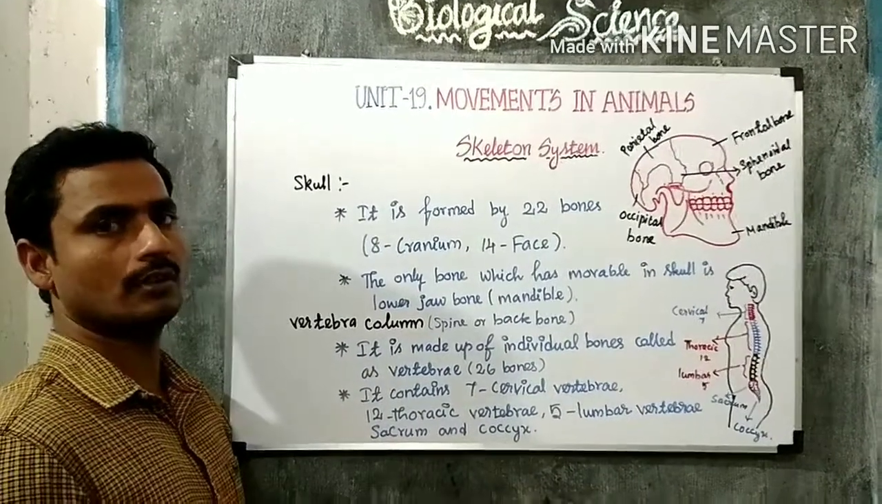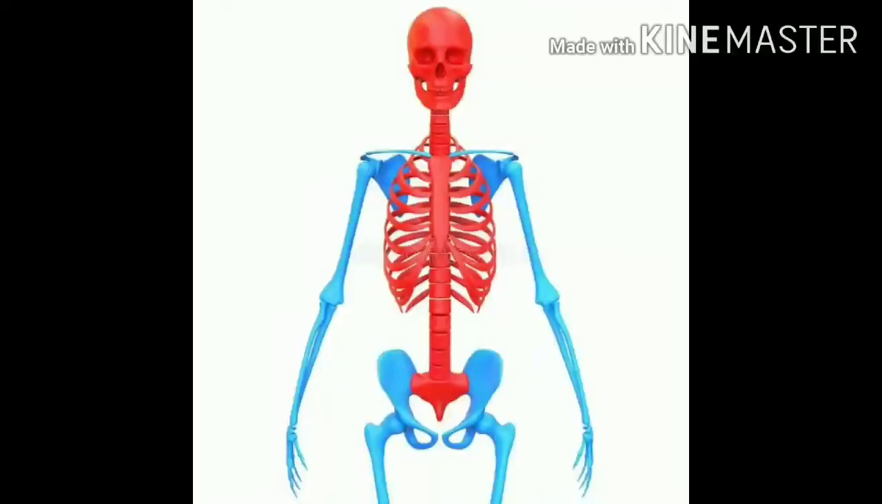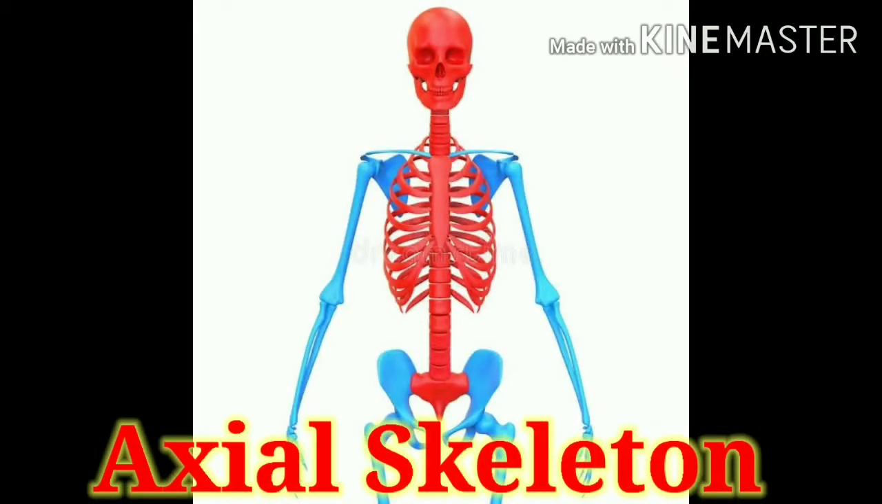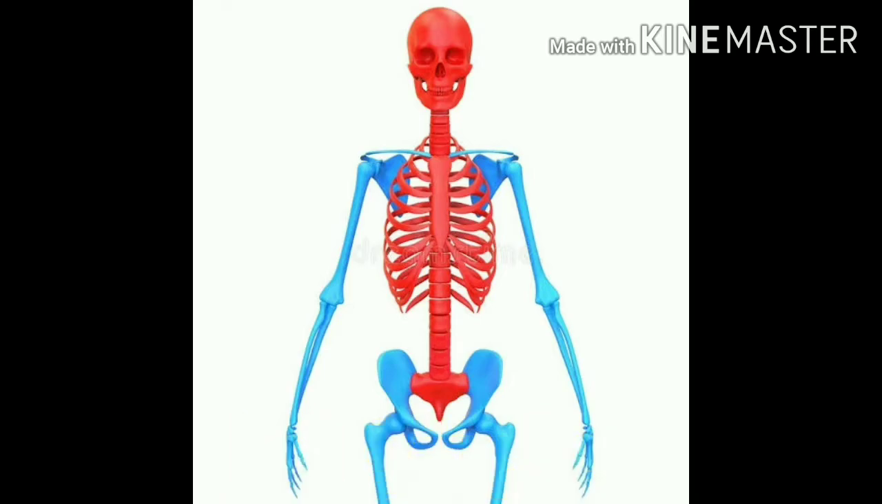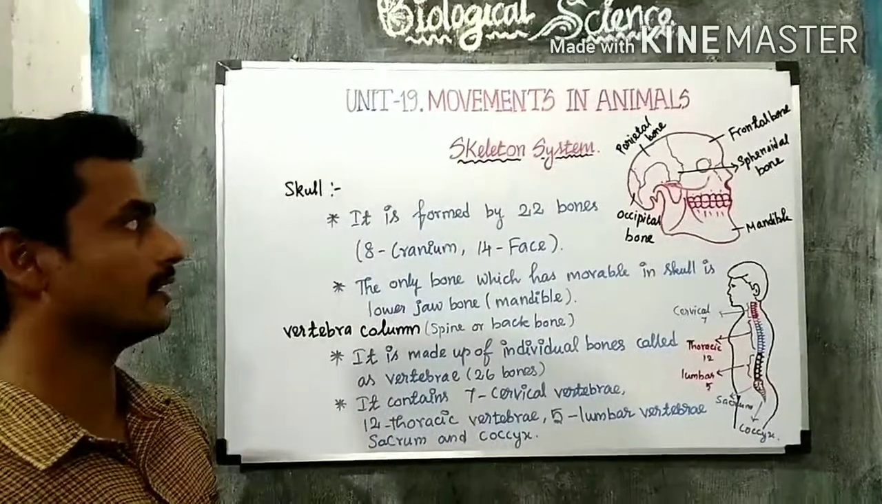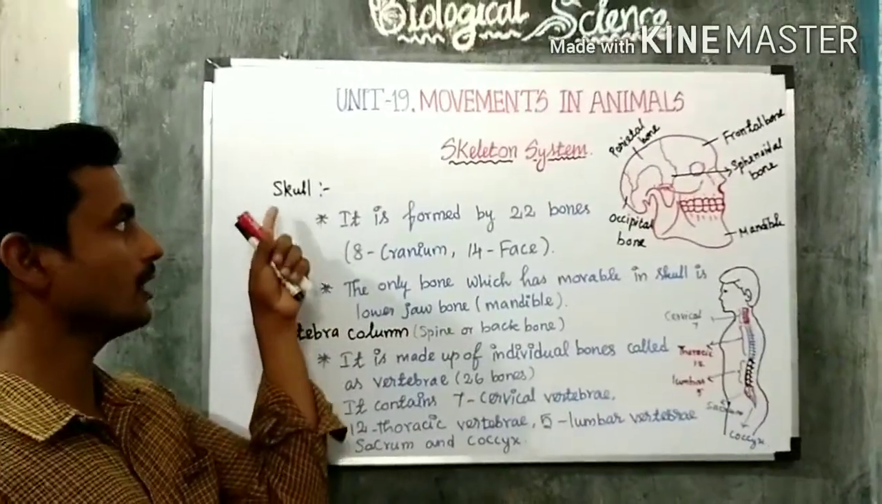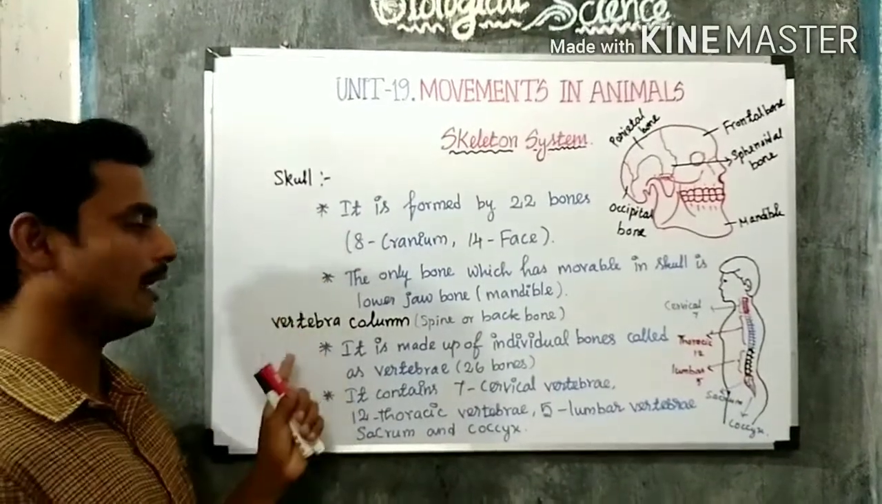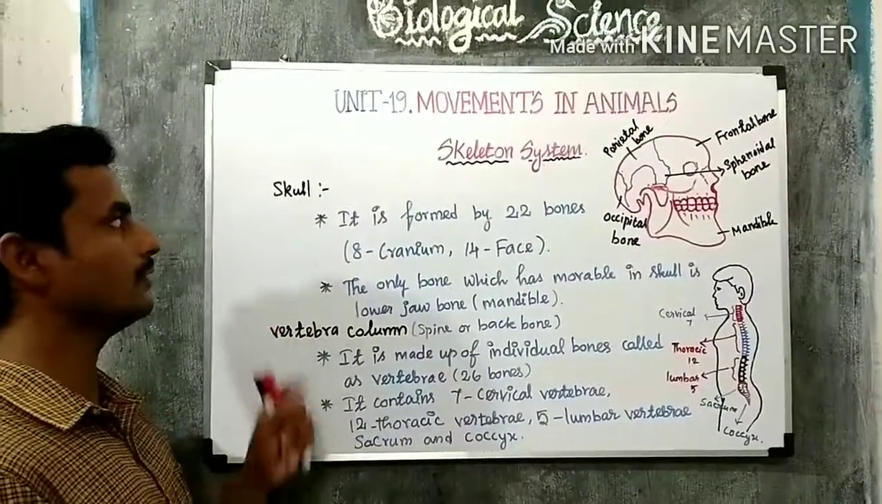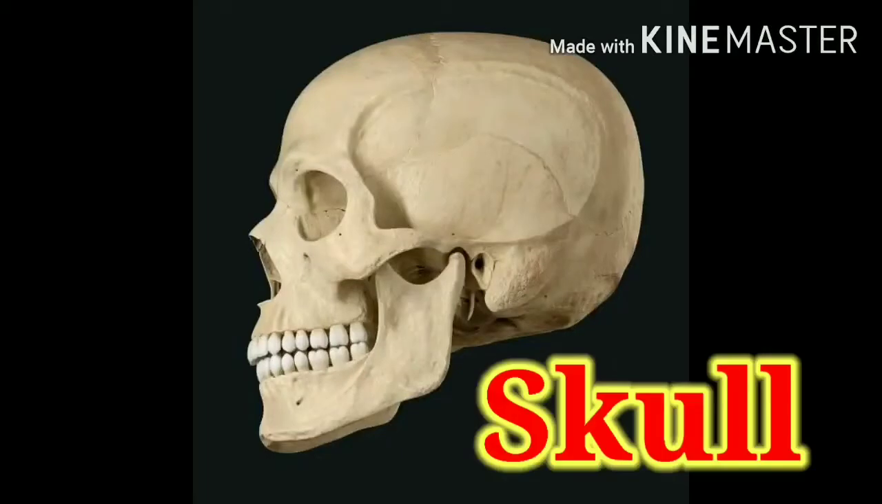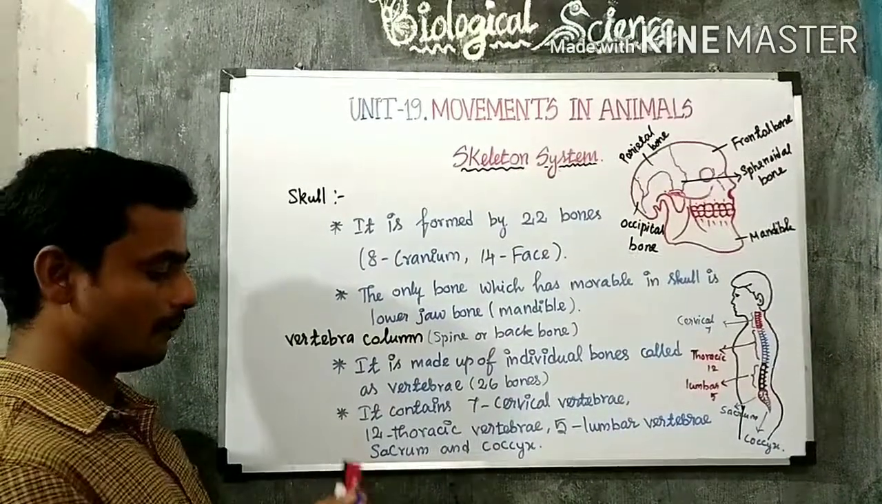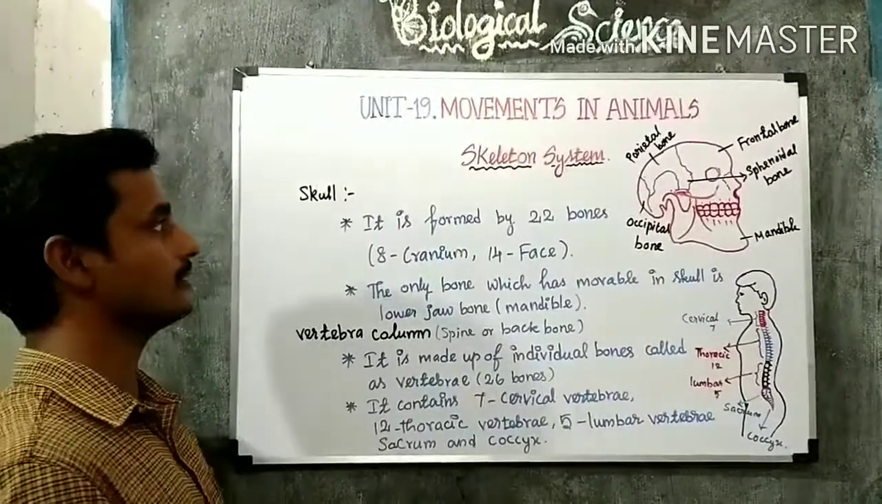So now we are going to learn about the axial skeleton. In the axial skeleton, we are going to learn about the skull and the vertebral column. The skull is the main part of the axial skeletal system.